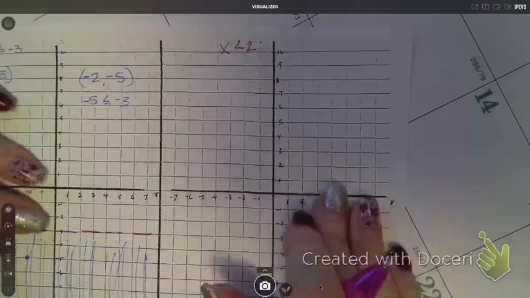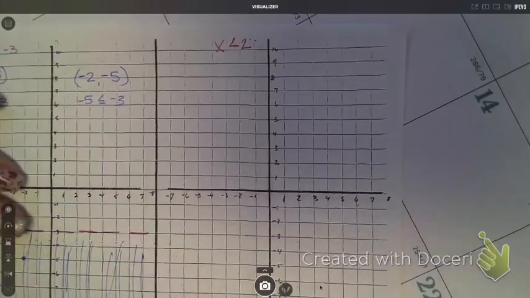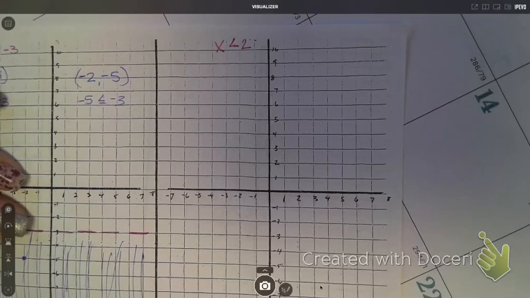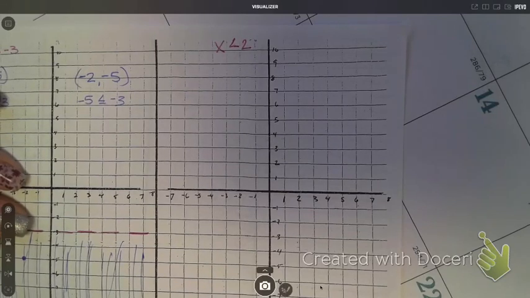So x is less than 2. What kind of a line is that? Vertical. Through where? 2. Dotted. Yes.